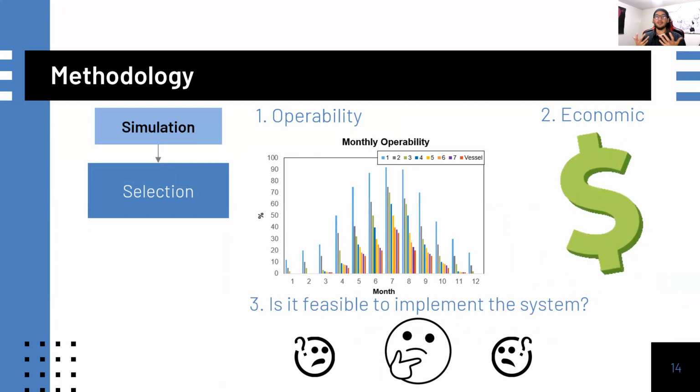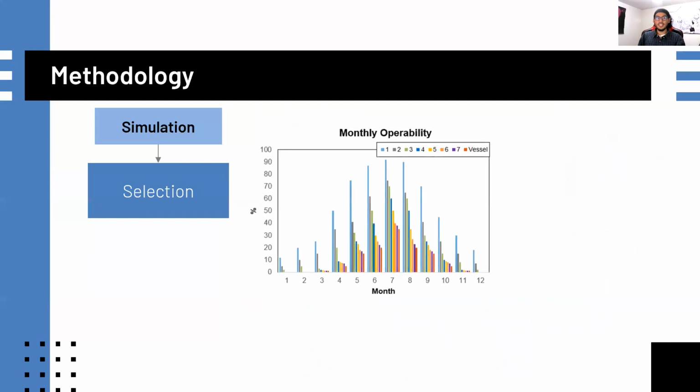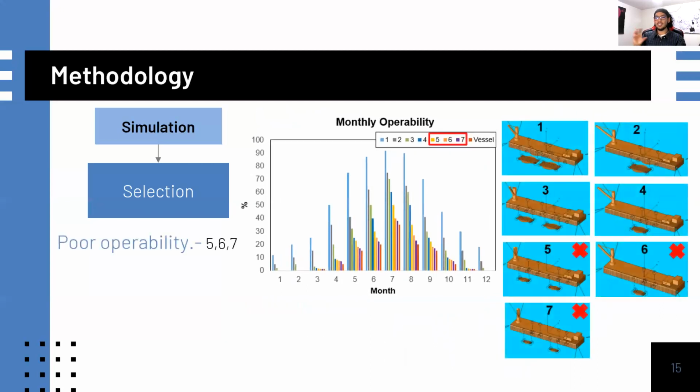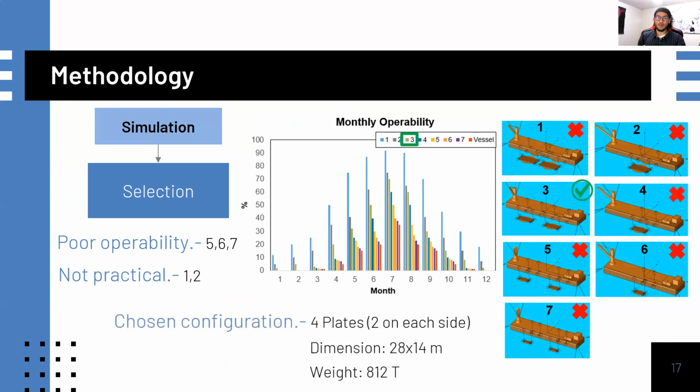Feasibility refers to the viability of the system implementation by answering questions such as, can the system be transported? Can it be built? Or does its weight influence considerably? With this logic, the smallest plates are discarded because their operability is poor. The biggest plates are not so practical due to their weight and their size in relationship with the crane ship study. So between configuration 3 and 4, it's chosen the one with better operability.